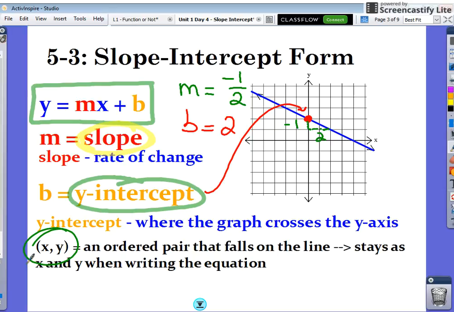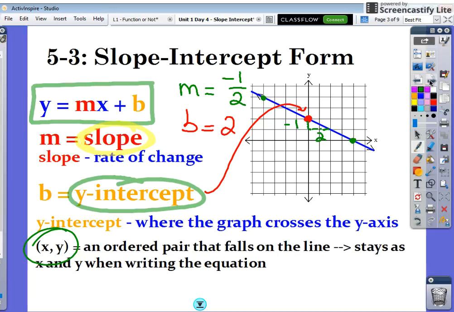We have lots of ordered pairs. This is an ordered pair, the point (4, 0). This is an ordered pair, the point (-4, 4). So lots of different ordered pairs are possible on this equation. So take a second if you need to, press pause, and get those notes all in that notes section on your green sheet. All right, I'm going to move forward, keep it rolling here.